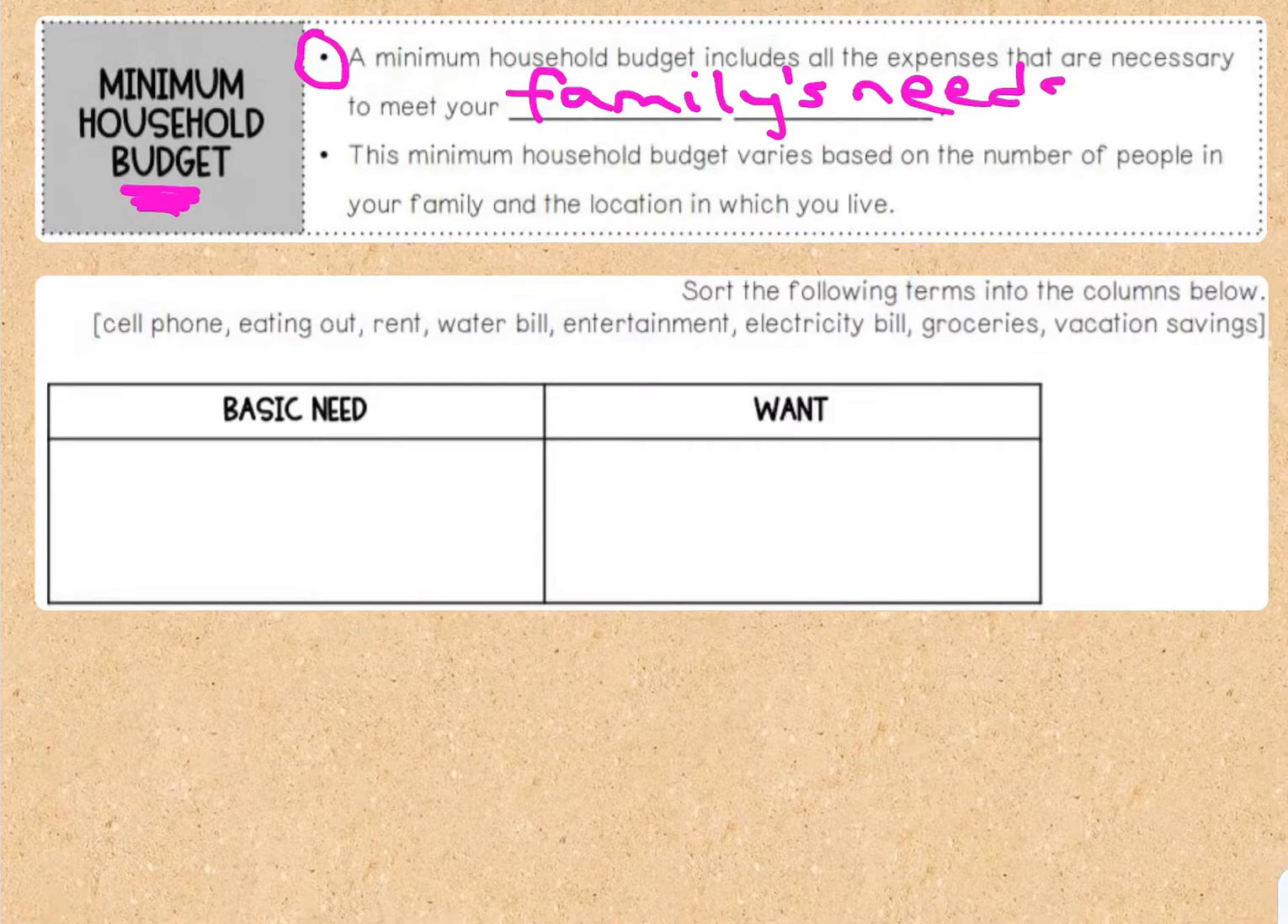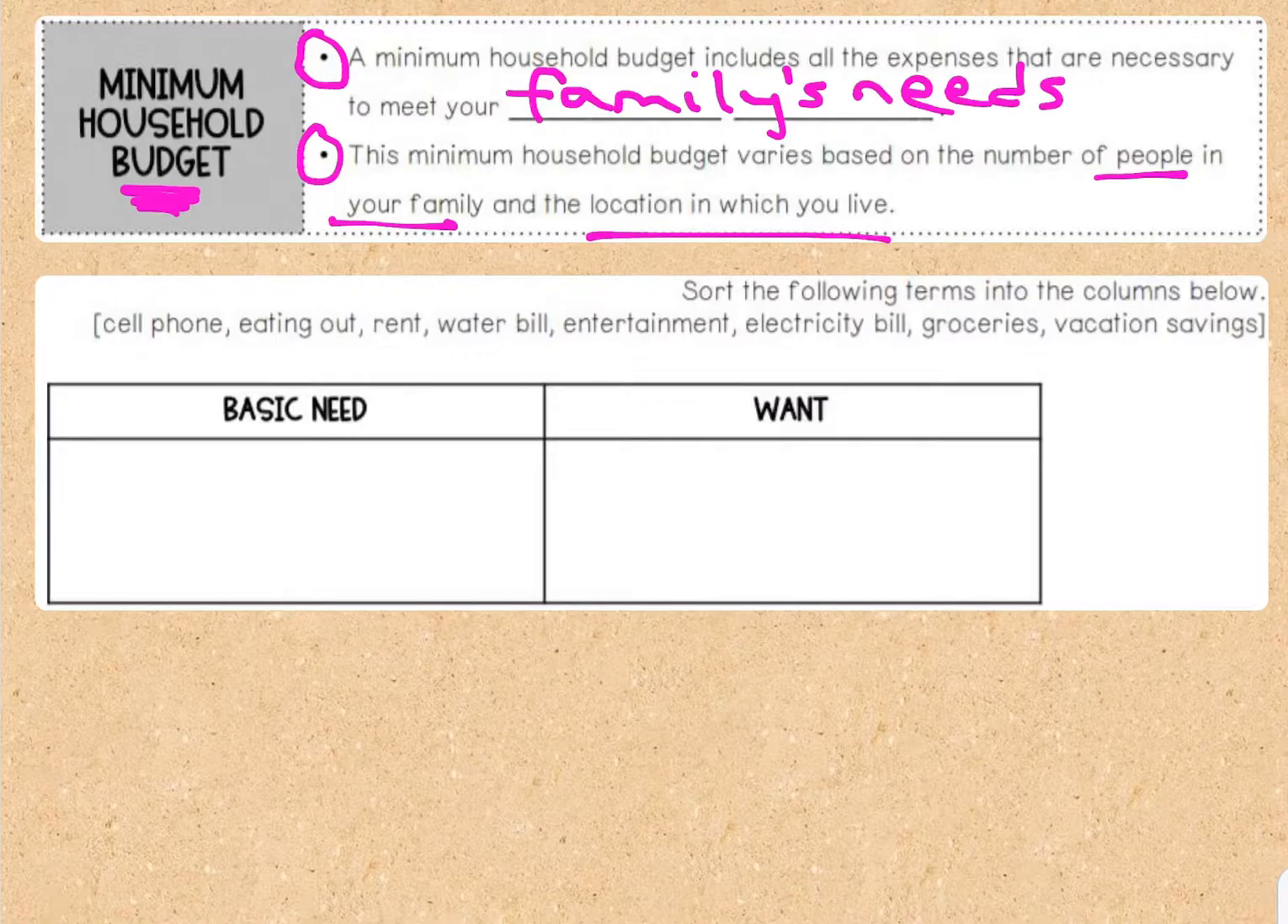So we're going to focus on what is necessary, what is crucial for survival and for health. This minimum household budget varies based on the number of people in your family and the location in which you live. Those are big factors in household budgets.